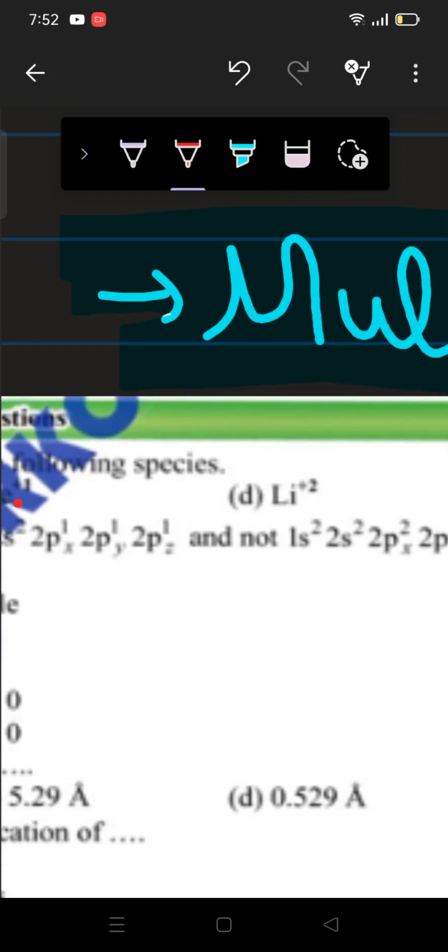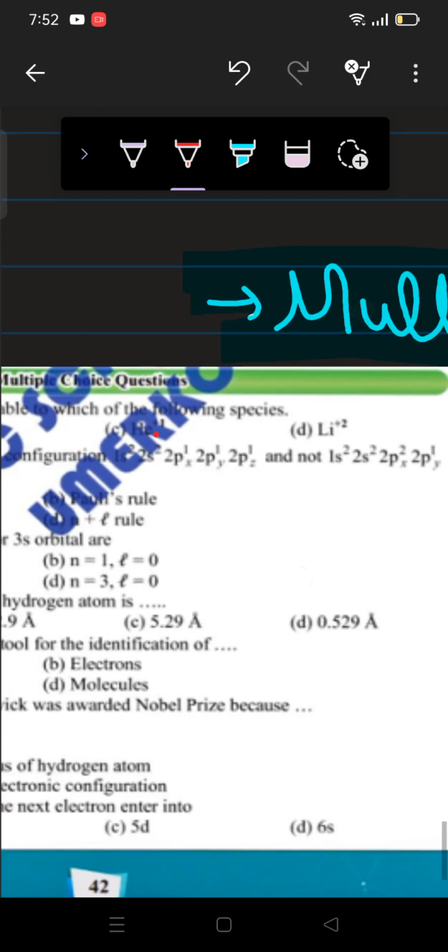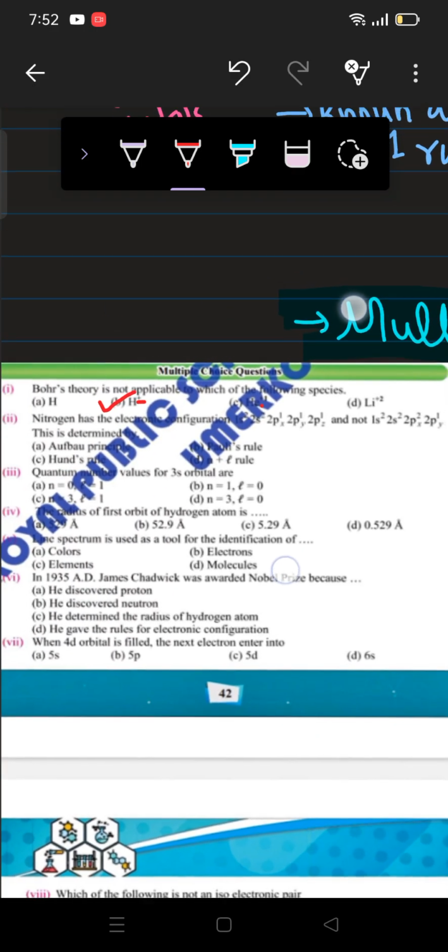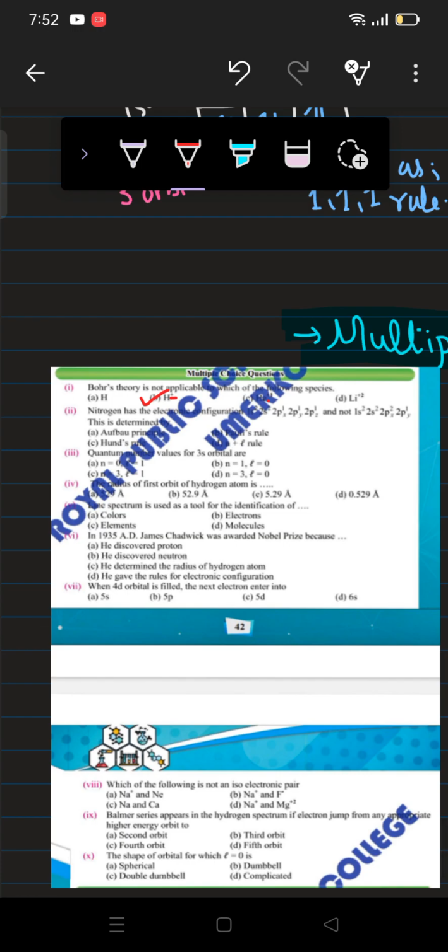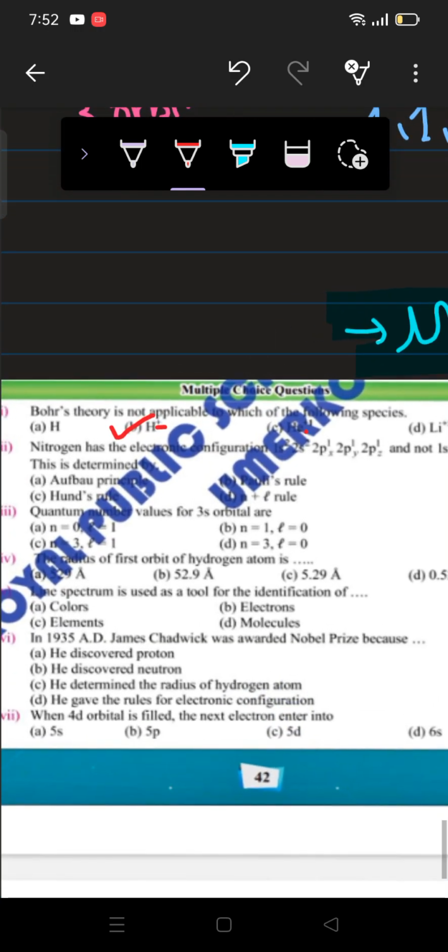Now see helium plus 1. Helium has 2 electrons, 1 electron has been lost, and 1 electron remains, which means the Bohr atomic model is applicable to helium plus. Then lithium plus 2: lithium has 3 electrons, 2 electrons have been lost, so 1 electron remains. So it would be applicable there as well, but not to H plus. So our correct answer is of course H plus, option B.